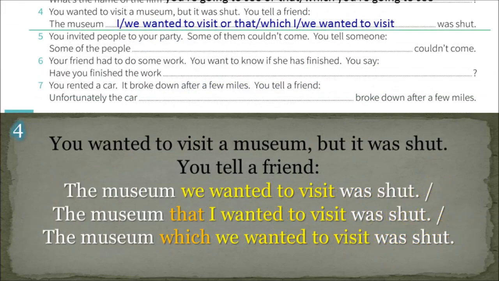You wanted to visit a museum, but it was shut. You tell a friend, The museum we wanted to visit was shut. The museum that I wanted to visit was shut. The museum which we wanted to visit was shut.